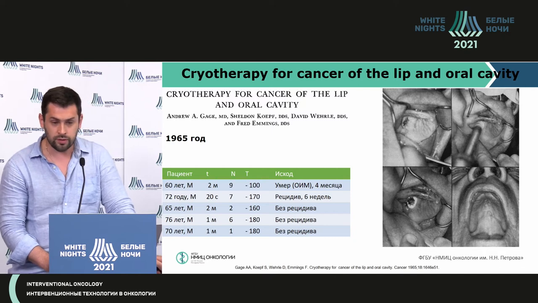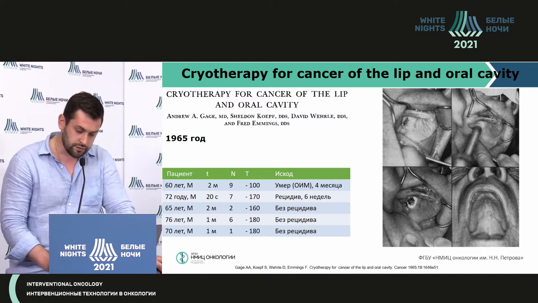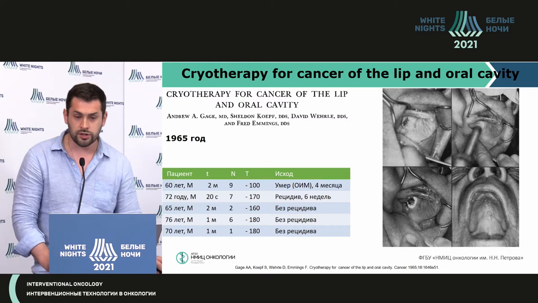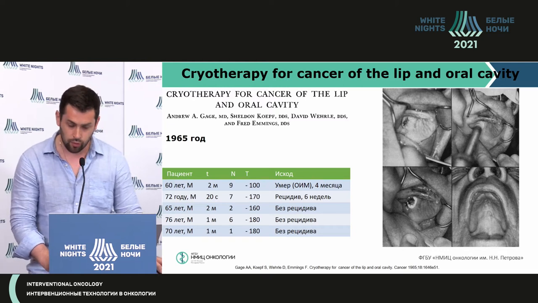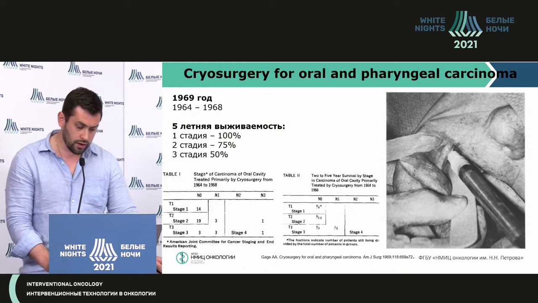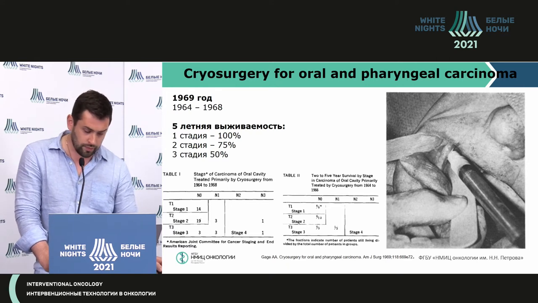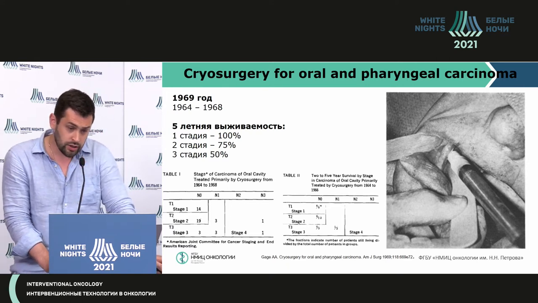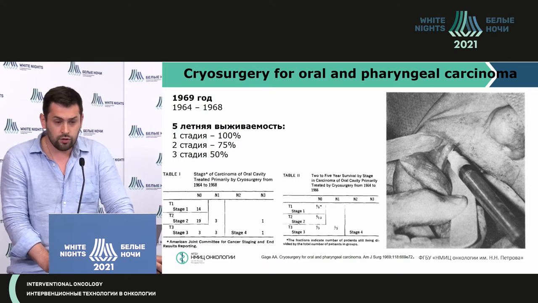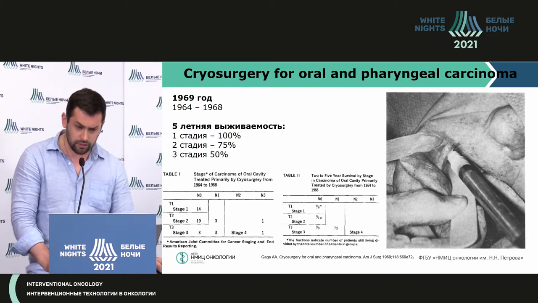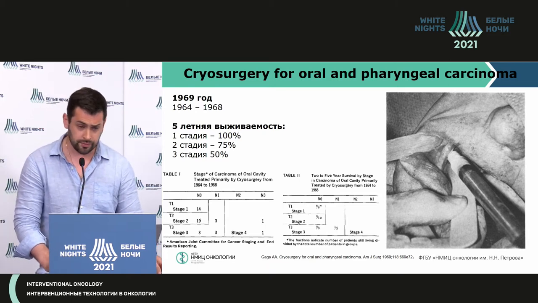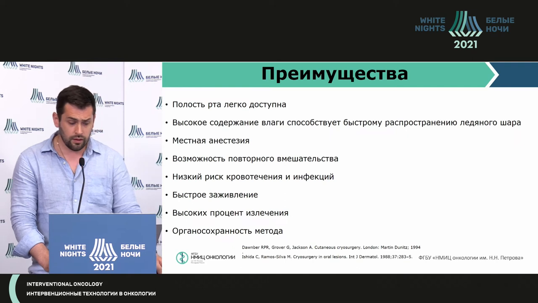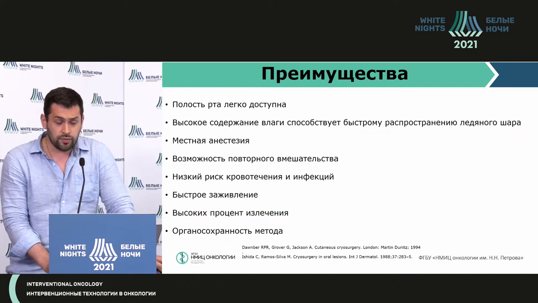In the year 65, there was an article by Andrew Gage. They also used the application method in 5 patients only. That was for malignant neoplasms of a lip and mouth cavity. Later, Gage published an article with a bigger selection of patients. Five-year survivability is on this slide.